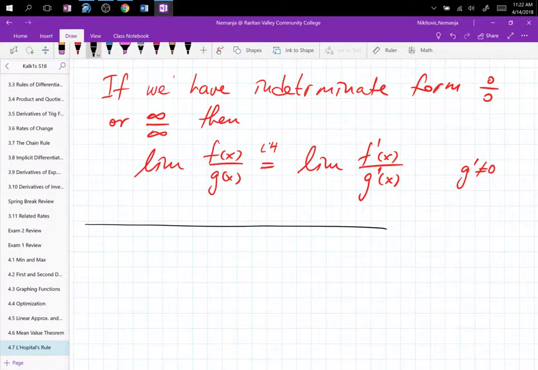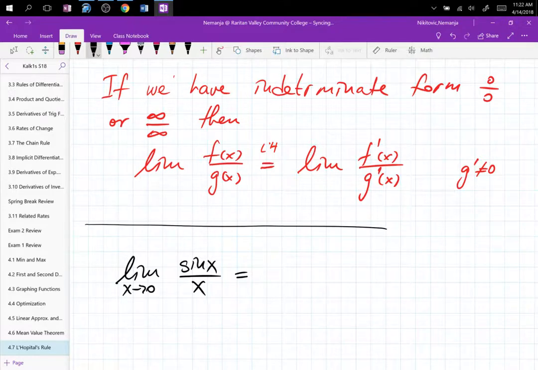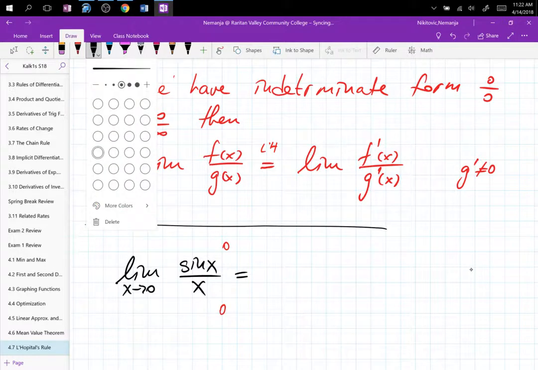I asked you to memorize that the limit as x goes to 0 of sine x divided by x is equal to 1. But now you can actually compute this. So we are remembering from our chapter 2 that the fastest way to compute the limit is to just plug the numbers in. When I plug the number in, I get sine of 0, which is 0, divided by 0. I do have indeterminate form 0 over 0. Therefore, I can use L'Hopital's rule.